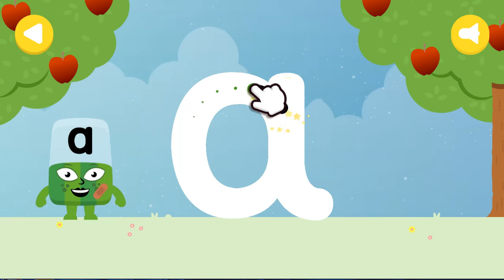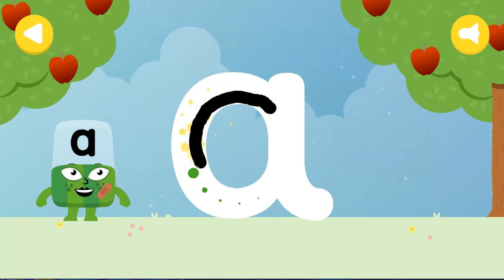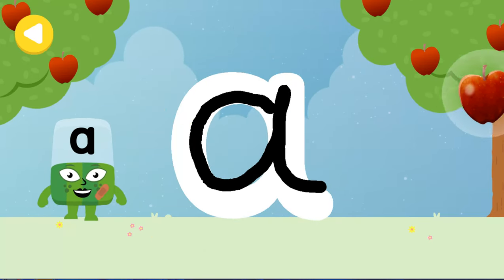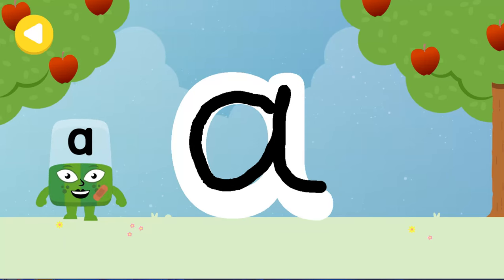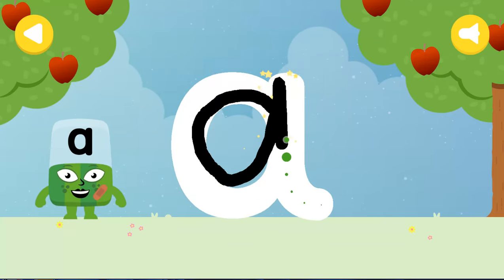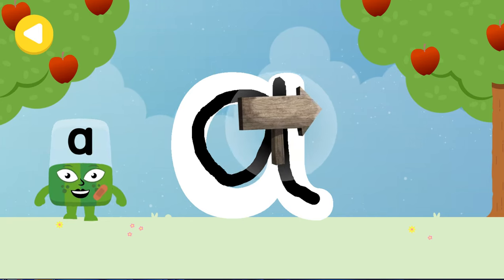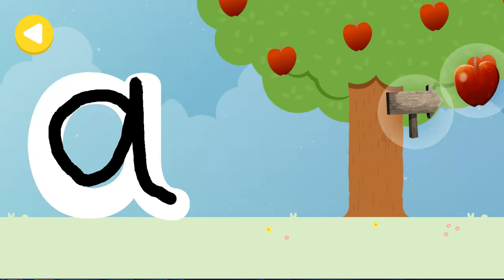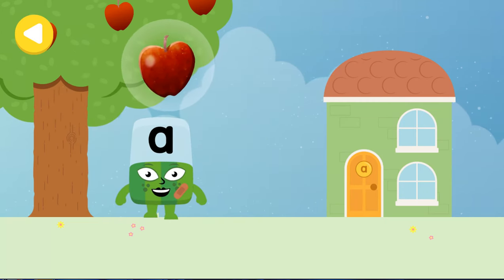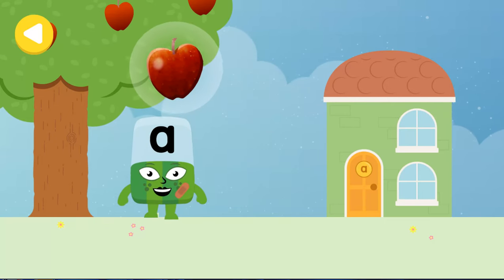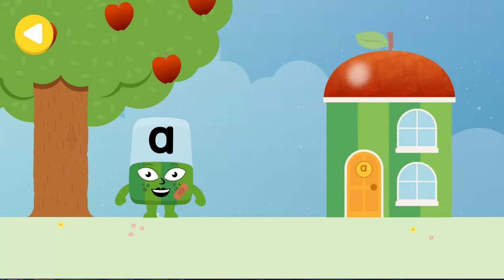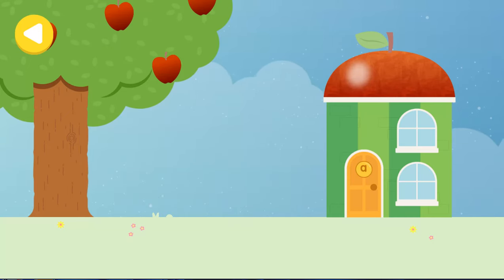Have another go. Apple. Well done. Writing magic. Do it again to unlock another favourite thing. Have another go. Well done! Writing magic! Ant, apple, arrow! Drag one of the Alphablocks' favourite things onto the house. Hooray! You've helped this Alphablock go back home.